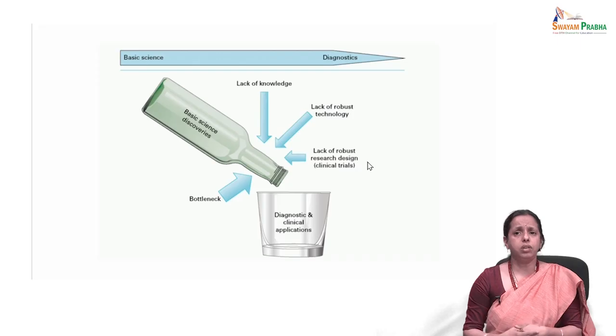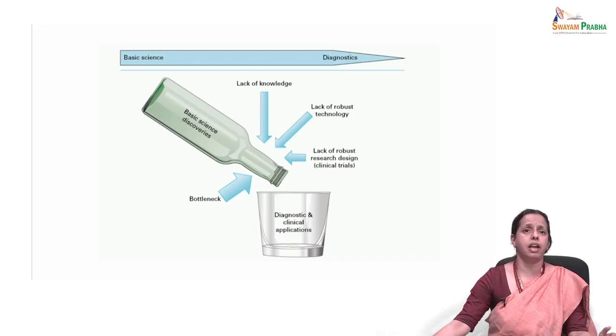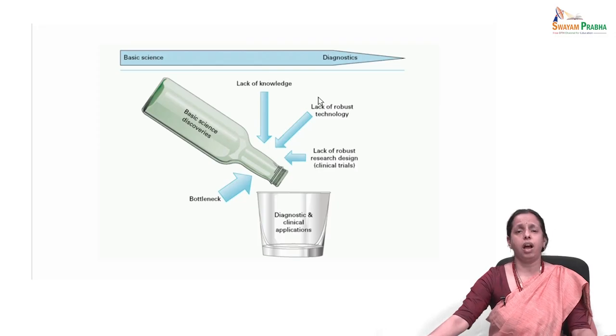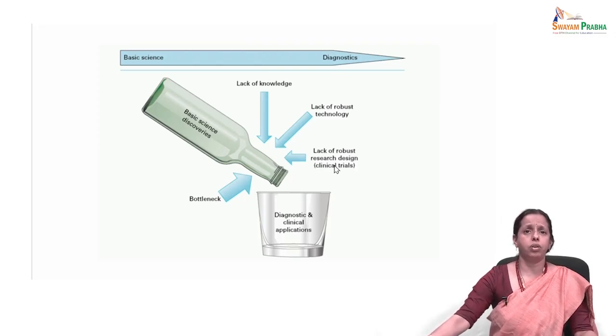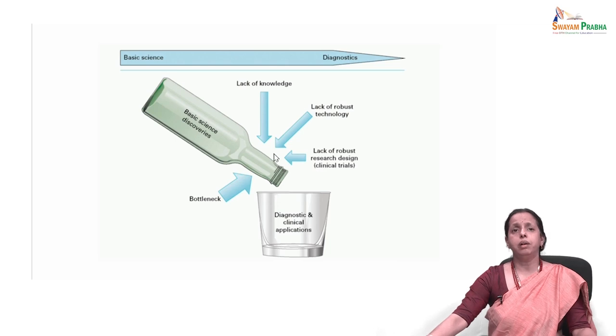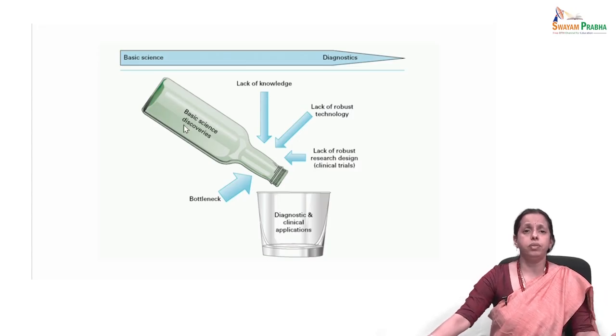To improve on the therapeutics, this is a very ultimate challenge. You have your basic science discoveries which have happened, and the bottleneck is the lack of technology or lack of robust research, and how the clinic can really help in giving a better output, a better improved clinical outcome. For many cancer types the glass is still empty, but there is a lot of scope to change the traditional standard of care for cancer with much of this molecular information.